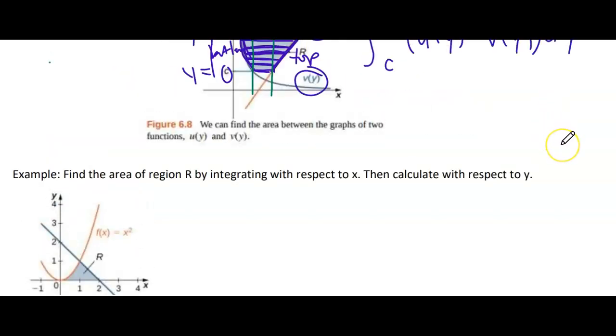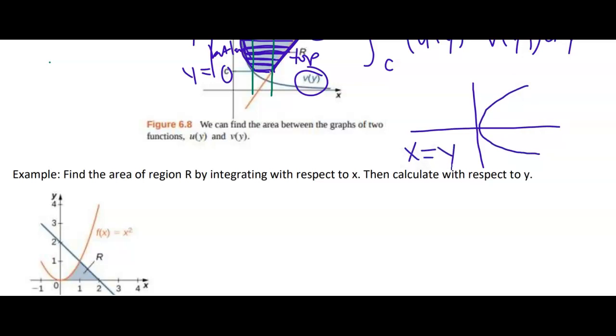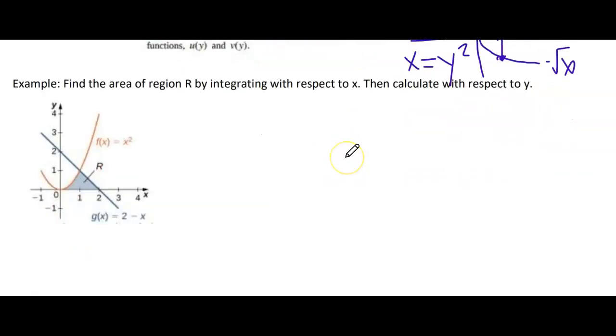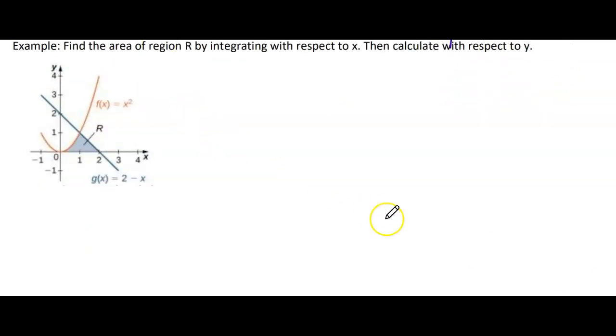If you were to have x equals y squared, and you wanted to go top minus bottom, well, that's going to be really tricky. You could make this like the positive root x and the negative root x. You could double this area, or you could just integrate with respect to y, and you don't have some of those issues you might have with having the same function being your top and bottom. Okay, so this is just, again, one more tool you can use in your integration techniques.